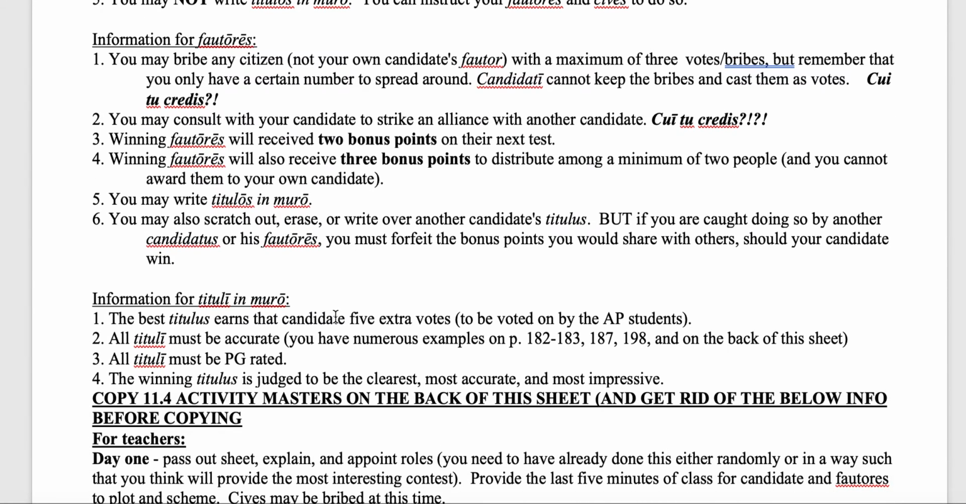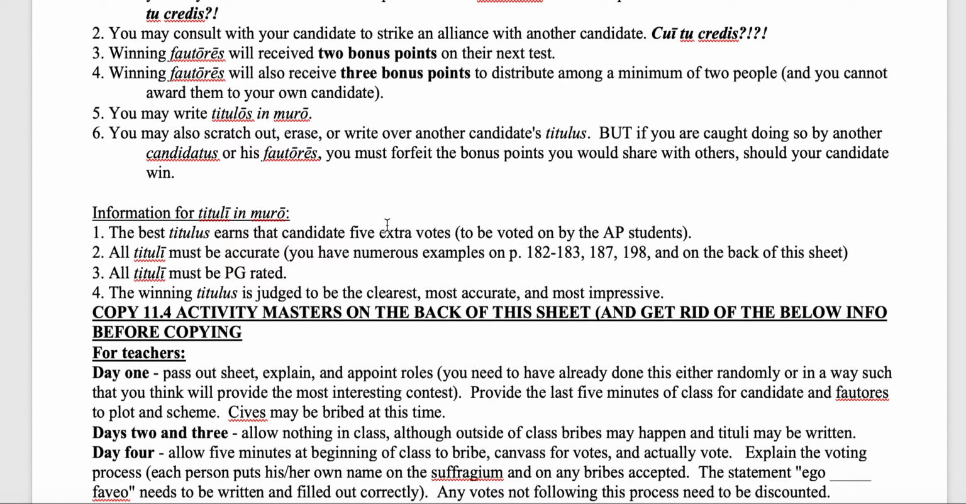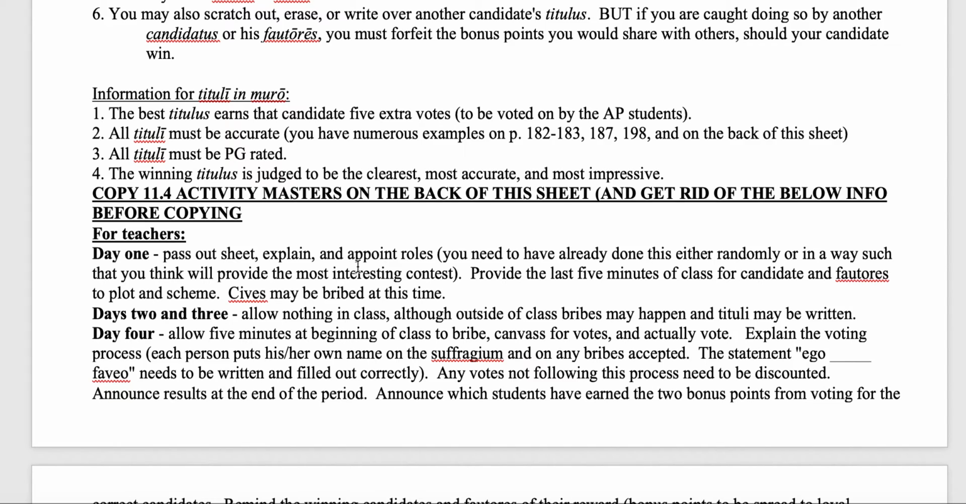For the tituli, the best one earns the candidate 5 extra votes, and the tituli are evaluated on their accuracy. And there are some examples in the textbook. They've got to be PG rated, very important when we look at some real examples in Pompeii. And we also have some examples in some of the publisher's materials.